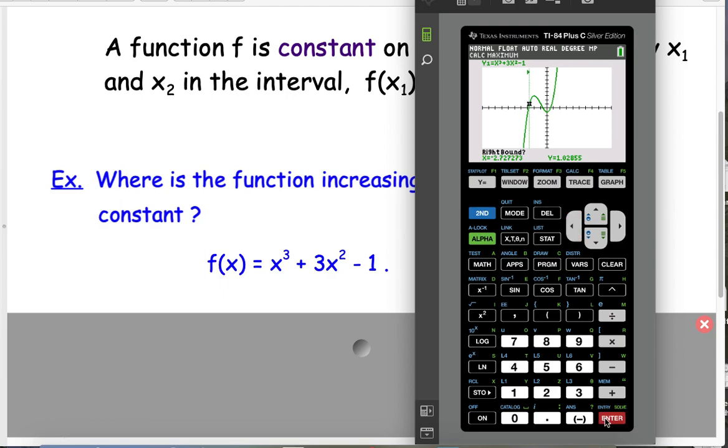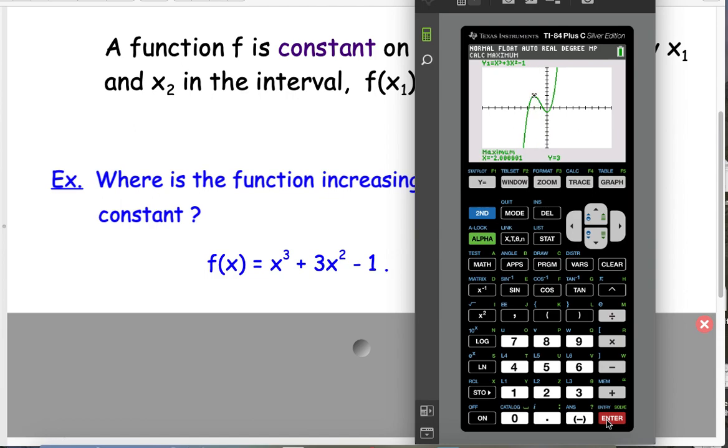And then it says, okay, give me a right bound. So that means go past the high point to the right of it. Doesn't matter how far you go past it, so that's fine. I'll press enter again. And now notice, it's just going to look in between those two x values. In that interval, and it says, okay, give me a guess at where the maximum is. I'm not even going to waste time with that. I'm just going to press enter.